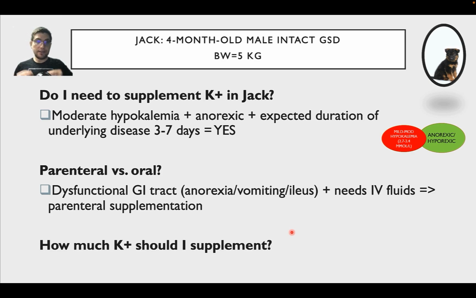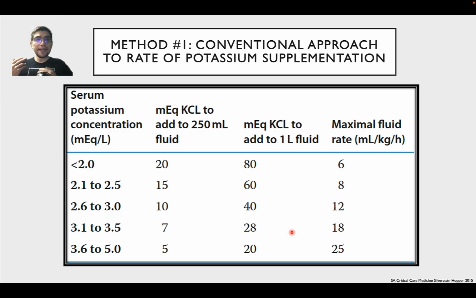So now the question is, how much potassium are we going to give to Jack? And that's going to be the topic of this lesson. I'm going to show you 2 methods that I personally use in my clinical practice, but also teach other people how to use. So method number 1, I call it the conventional approach to rate of potassium supplementation. You're actually going to find this method in the majority of veterinary medicine textbooks, and it is based on this table that was taken from the reference down below here.